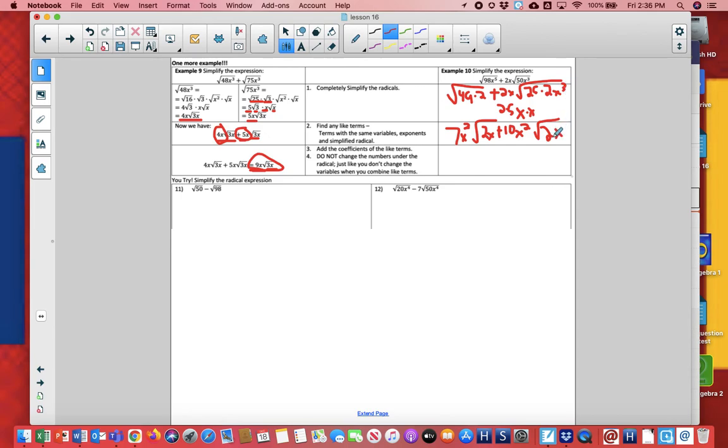And now we notice our radicands are the same, so that's the square root of 2x. And then we look for our coefficients. Well, 7x squared plus 10x squared are like terms. We can add those to get 17x squared square root of 2x, which would be our final answer.